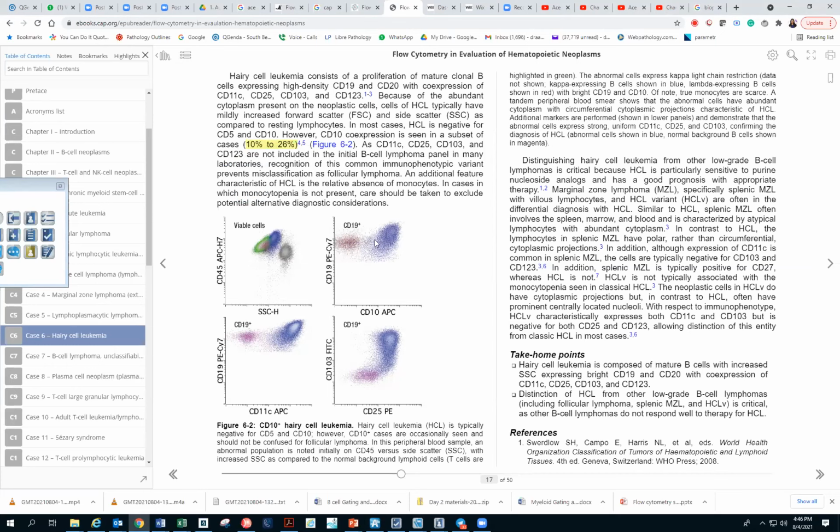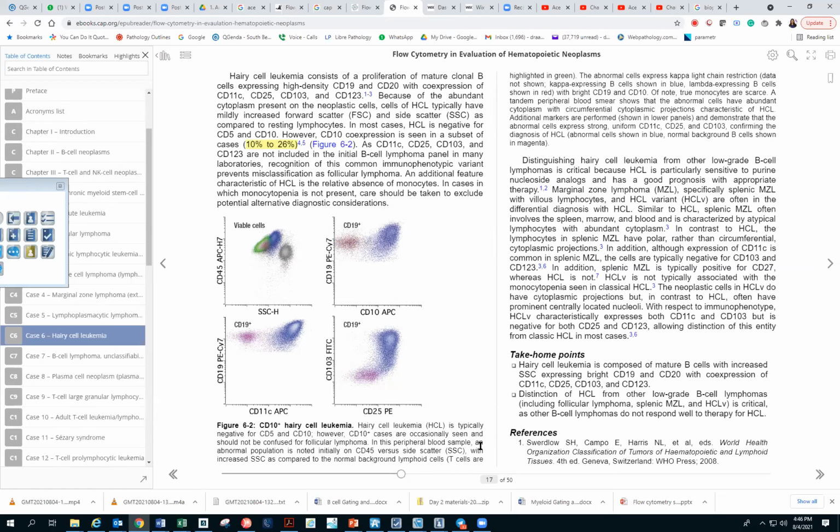So here we see the bright 19, 10 positive population, that is 103, 25 positive, 11C positive, bright 19. Again in the monocyte gate. So that's a 10 positive hairy cell. Hairy cell leukemia is typically negative for 5 and 10. However, 10 positive cases are occasionally seen and should not be confused for follicular lymphoma.